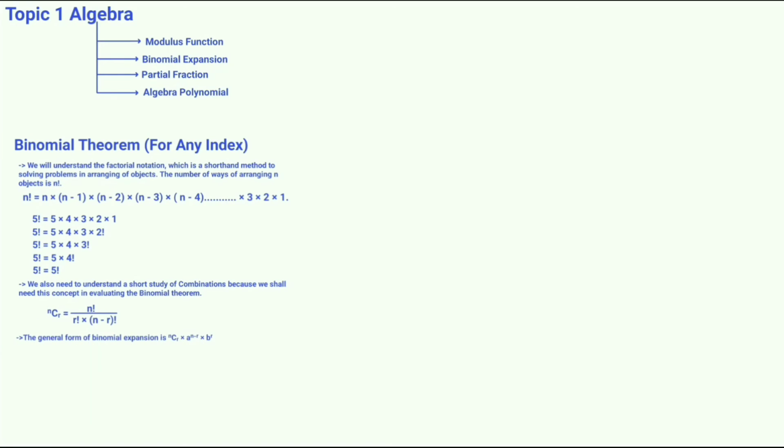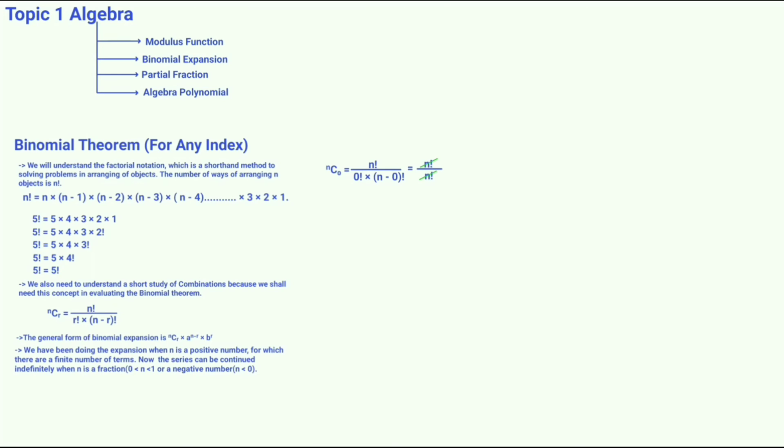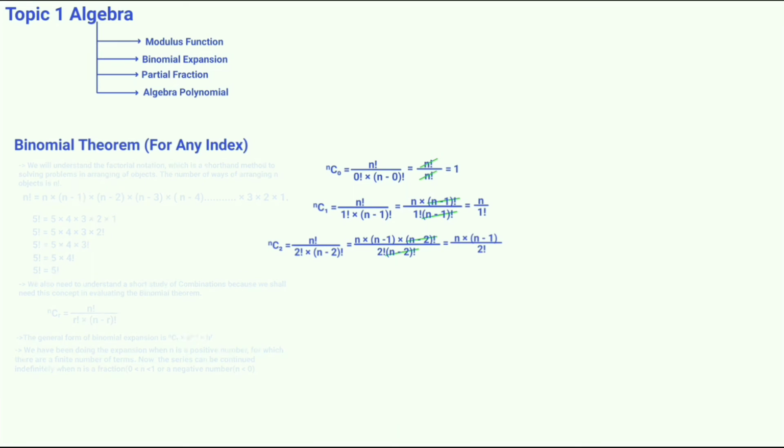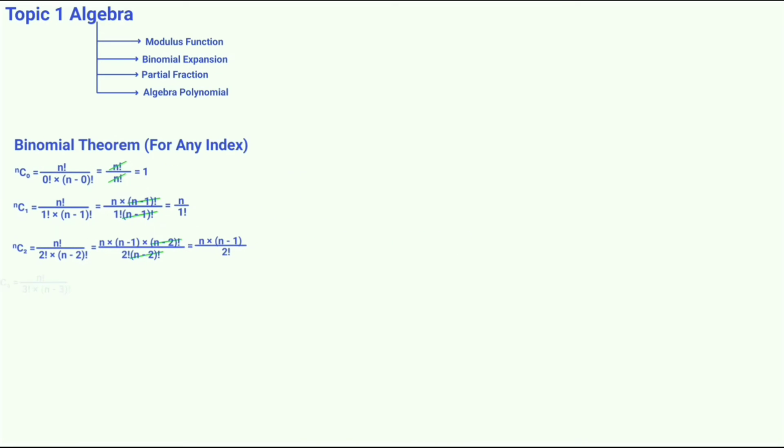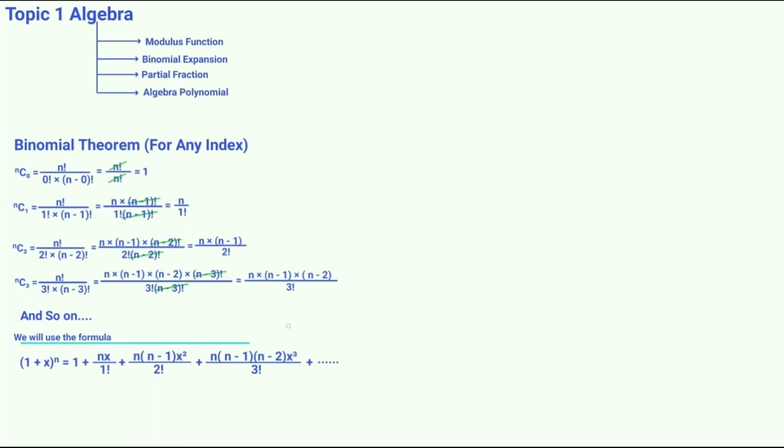Just like this formula. The general form of binomial expansion is this. We have been doing the expansion where n is a positive number for which there are a finite number of terms. Now the series can be continued indefinitely when n is a fraction or a negative number. For example, this. What will happen if nC0, nC1, nC2, trying to simplify this, nC3, here comes nC3, nC4, and so on. We will use the formula, this one.